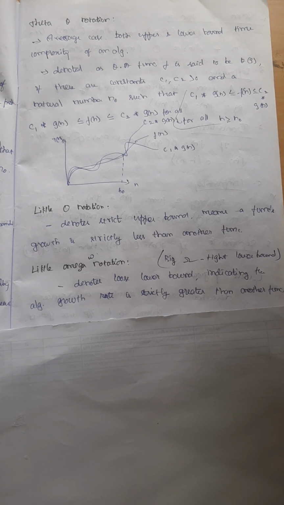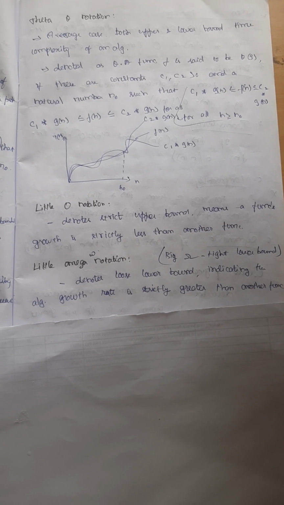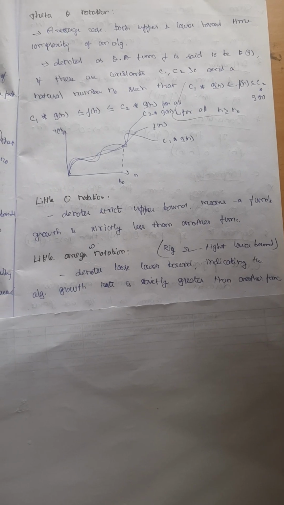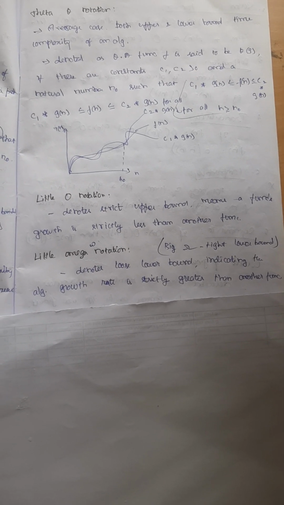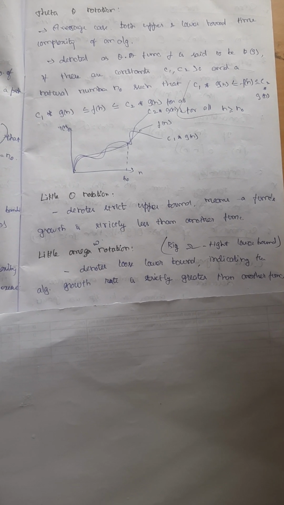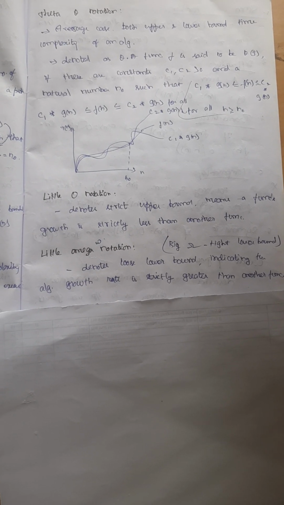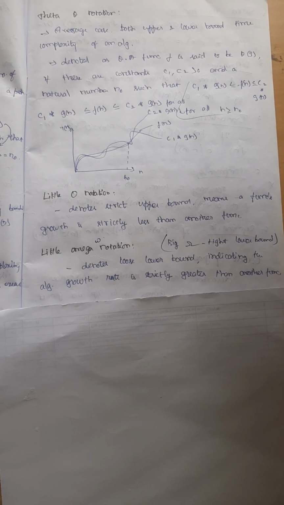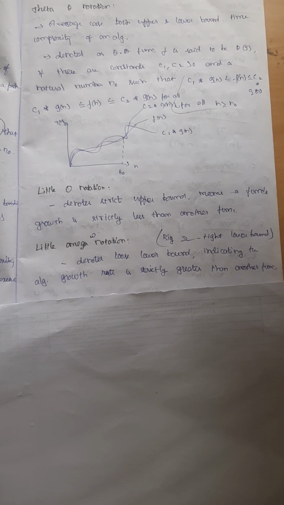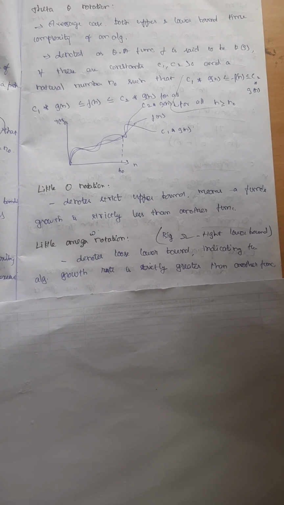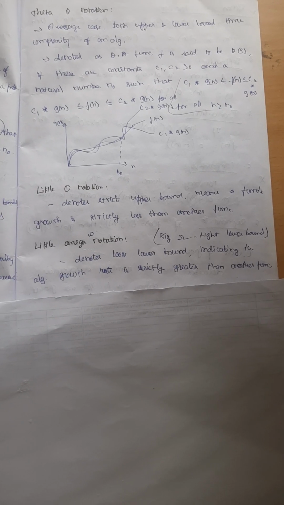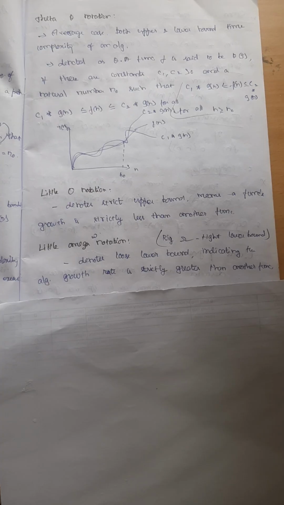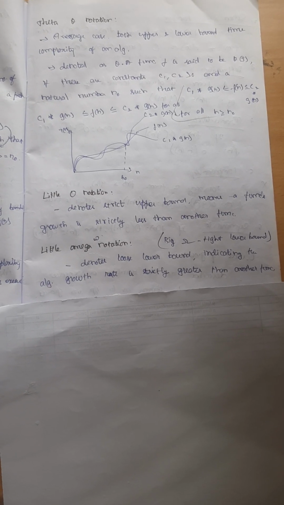We have another two notations which are called little o notation and little omega notation. Little o notation denotes the strict upper bound, meaning the function's growth is strictly less than another function. Little omega notation denotes the looser lower bound, indicating the algorithm's growth rate is strictly greater than another function, whereas big omega notation represents the tight lower bound and little omega notation represents the looser lower bound.